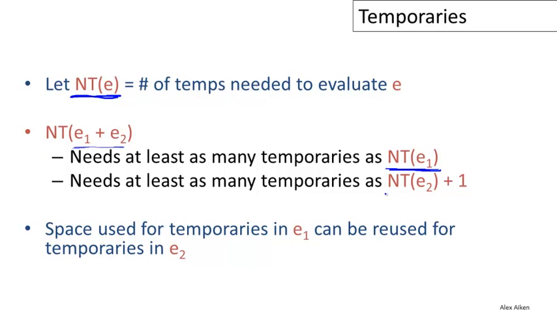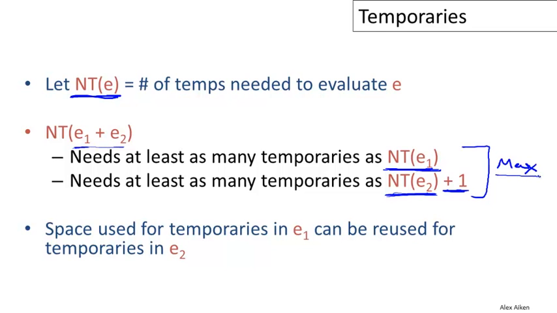And then it'll also need at least as many temporaries as is needed to evaluate E2 plus 1, because we have to hold on to the value of E1 while we're evaluating E2. Okay, and it's going to be the maximum over these two. So it'll be the maximum between the number of temporaries needed to evaluate E1 and 1 plus the number of temporaries to evaluate E2. That will be the minimum number of temporaries needed to evaluate E1 plus E2.